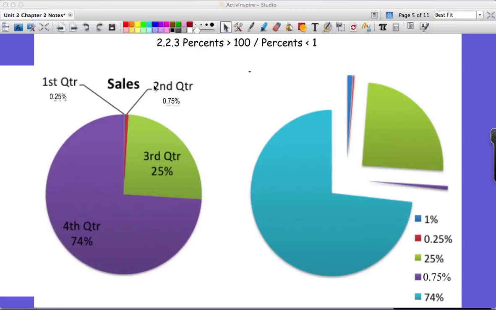Welcome to lesson 223, percents that are greater than 100 and percents that are less than 1.